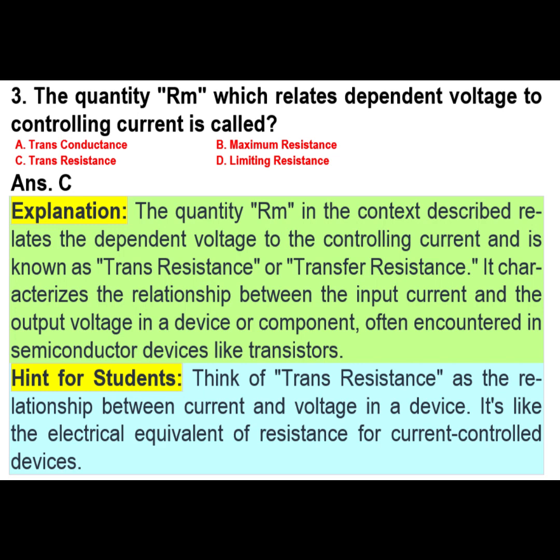Explanation: the quantity Rm in the context described relates the dependent voltage to the controlling current and is known as transresistance or transfer resistance. It characterizes the relationship between the input current and the output voltage in a device or component, often encountered in semiconductor devices like transistors. Hint for students: think of transresistance as the relationship between current and voltage in a device. It's like the electrical equivalent of resistance for current-controlled devices.